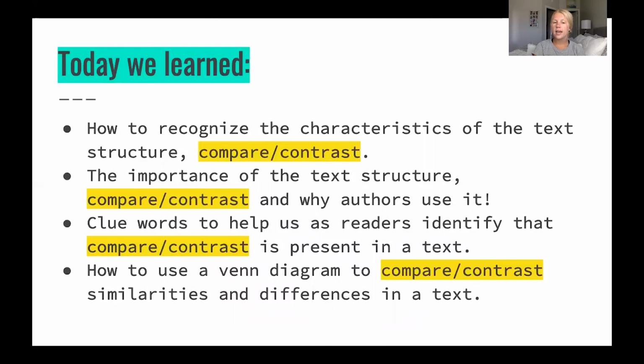So we used our Venn diagram through our activity, and we were able to find the similarities and the differences of bread back in old times and bread eaten today. We looked at some clue words that we could use to help us notice that compare and contrast is a text structure being used. And we learned the overall importance of compare and contrast.